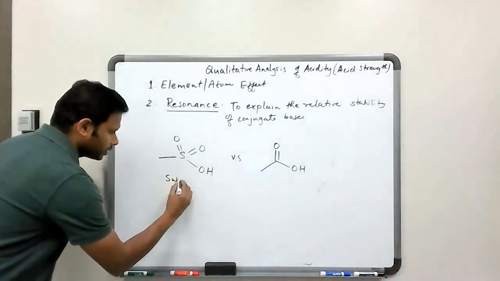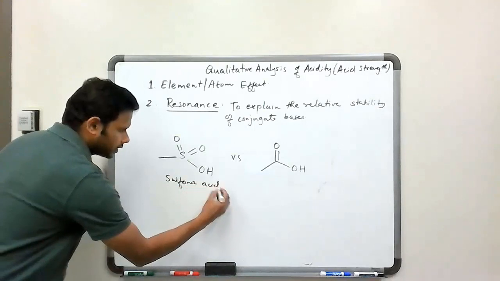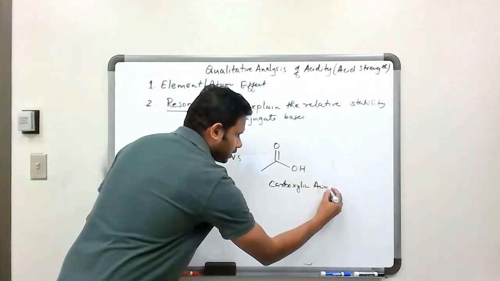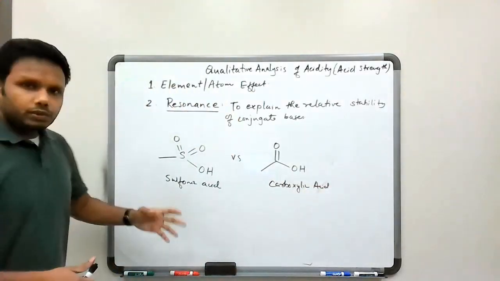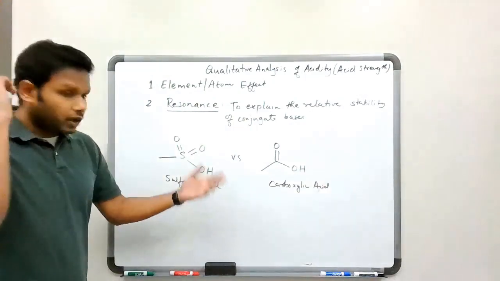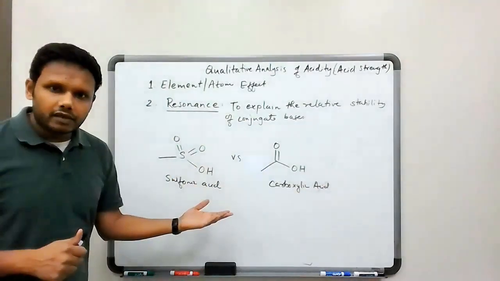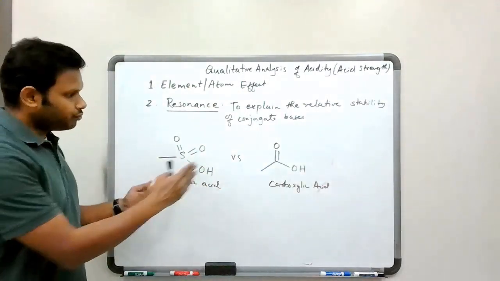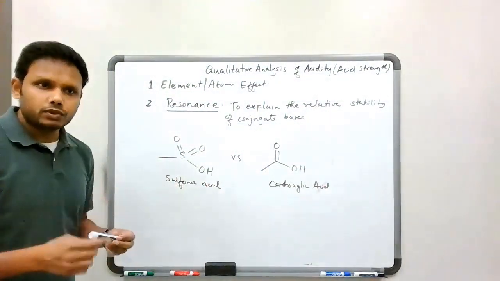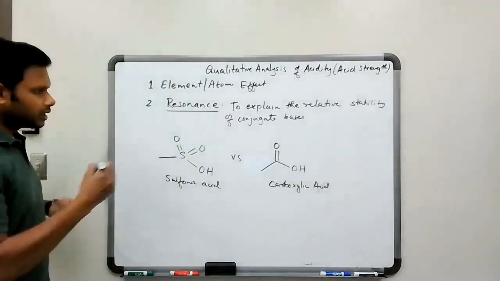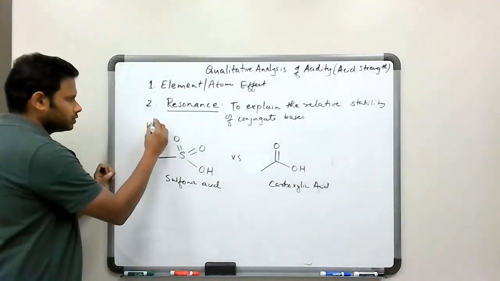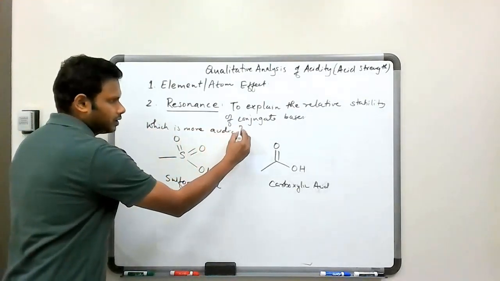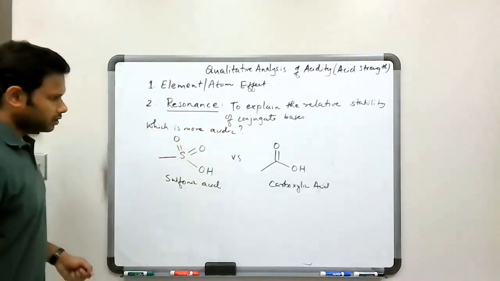Okay, this is a sulfonic acid. What I'm going to do here is not provide the pKa values, but we will just try to see if we can use resonance to determine which one of these two acids is more acidic. Okay, so that is the question we are trying to answer here: which is more acidic, the sulfonic acid or the carboxylic acid?